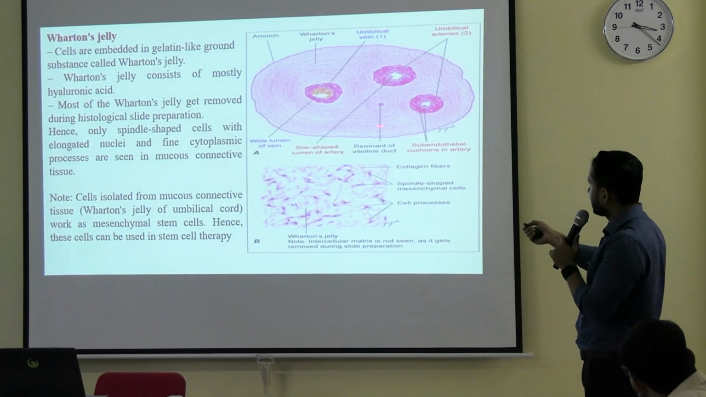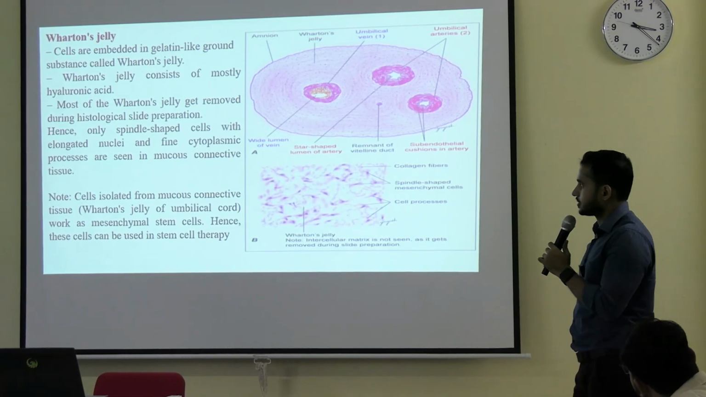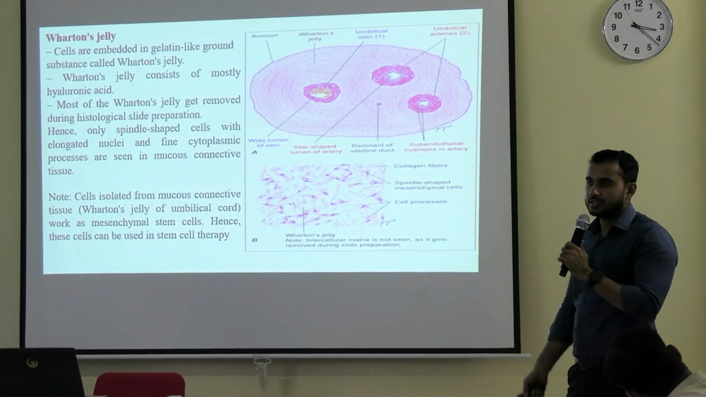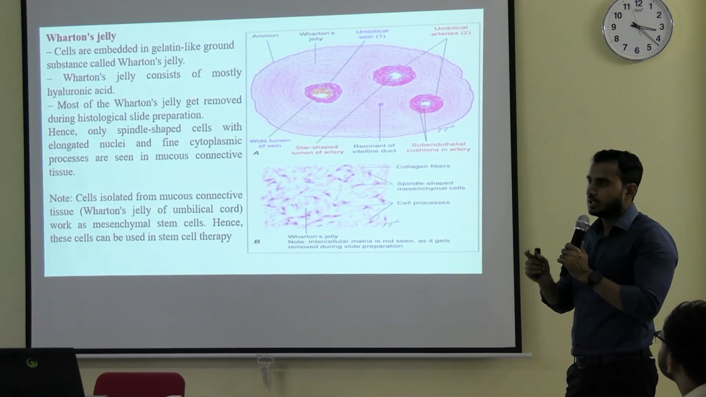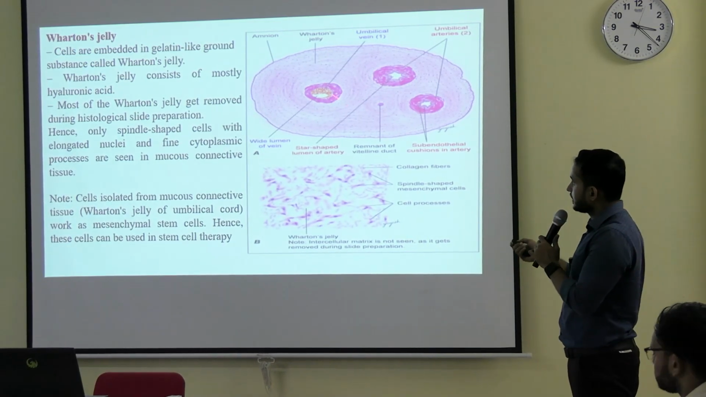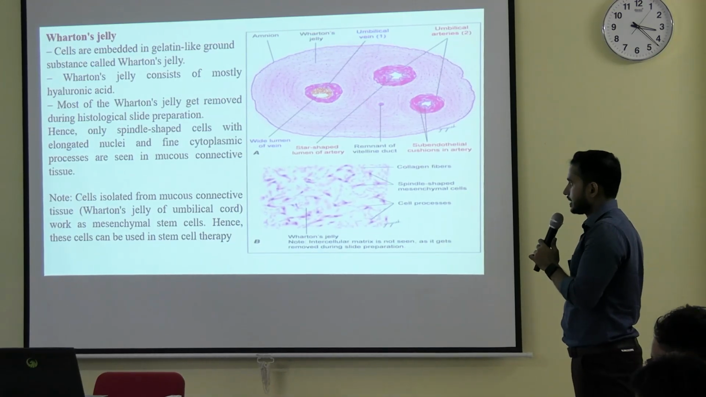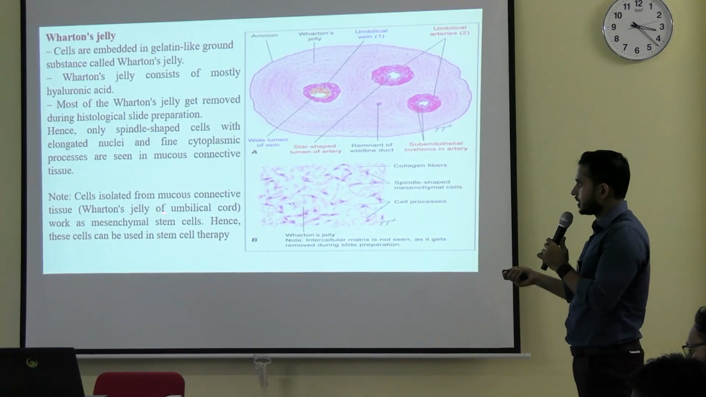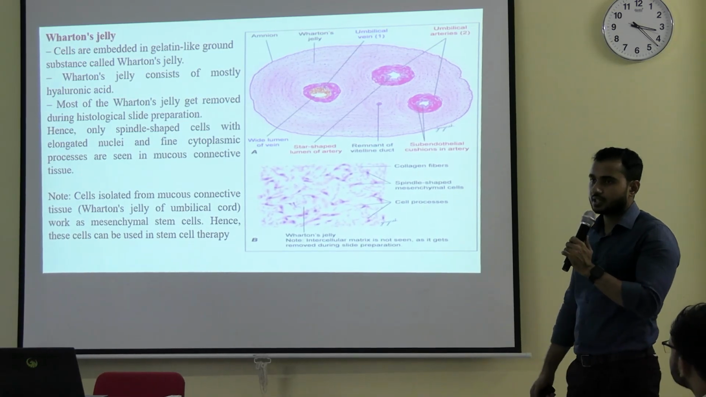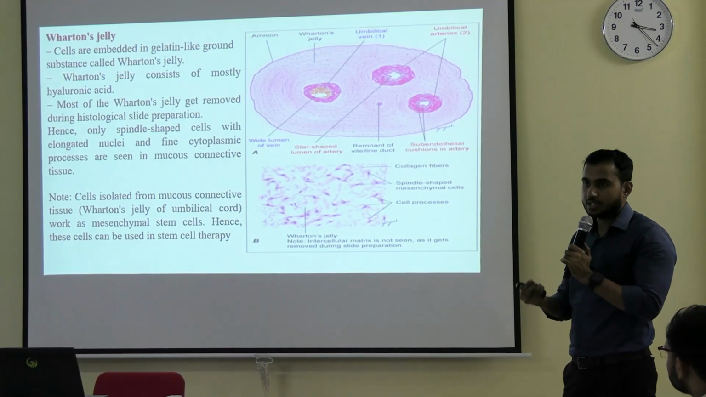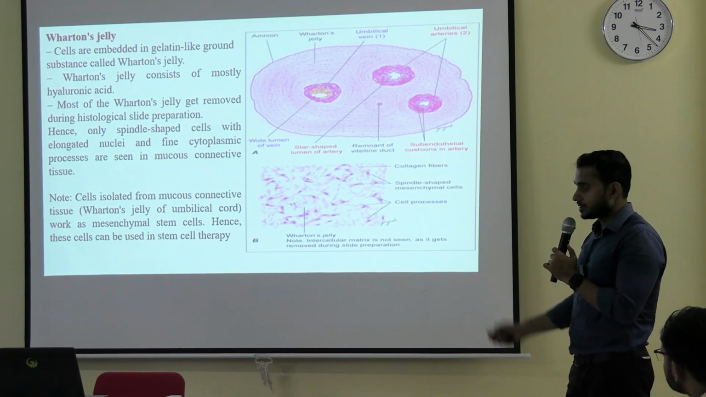So here these dots that you see are nothing but the mesenchymal cells. When we focus under high power, at that time those mesenchymal cells can be seen easily. A spindle shaped appearance will be there, then cytoplasmic processes will be there, those things can be seen. Okay, another important point related to the mesenchymal cells. The cells isolated from the mucous connective tissue, especially from the Wharton's jelly of the umbilical cord, work as mesenchymal stem cells. Now these can be used for stem cell therapy. In stem cell therapy, the cells collected from Wharton's jelly are used.